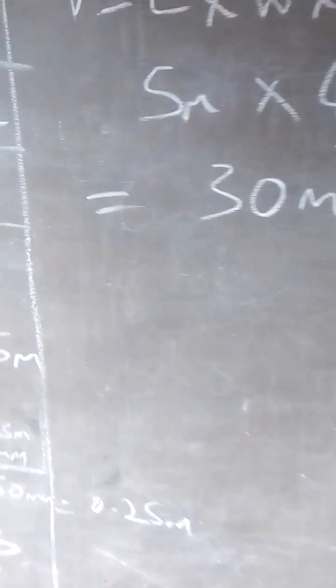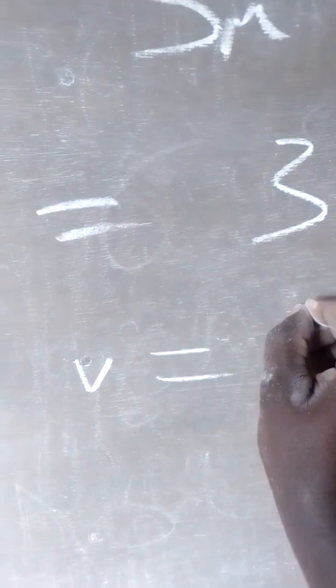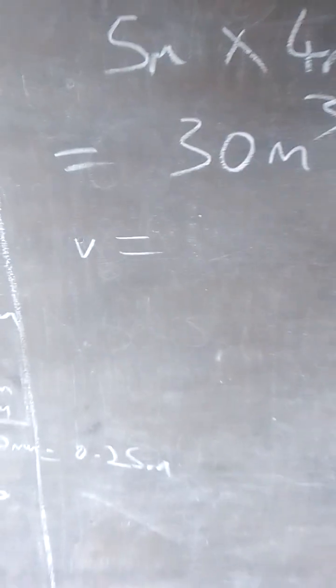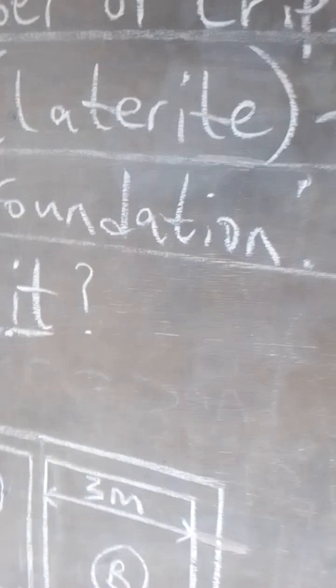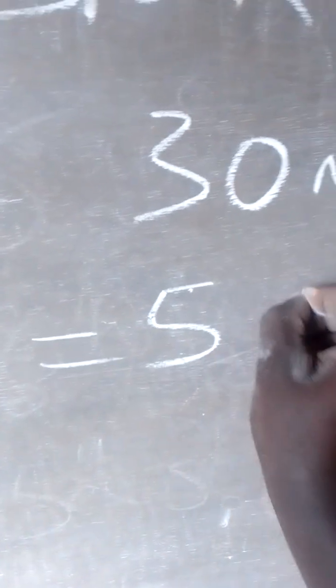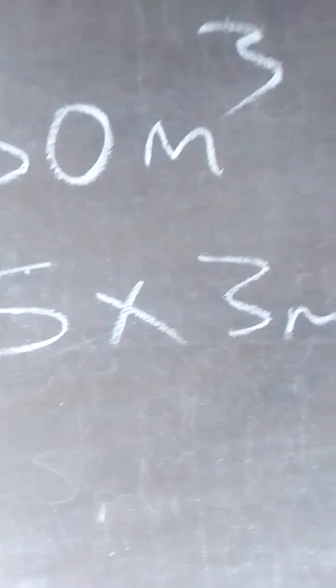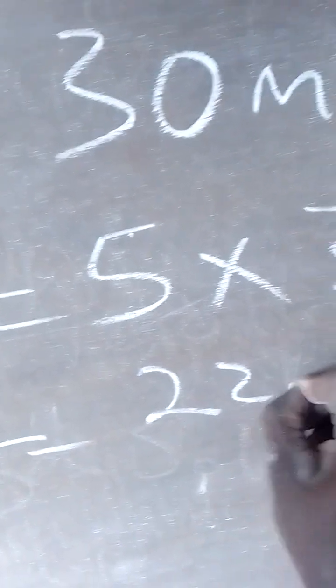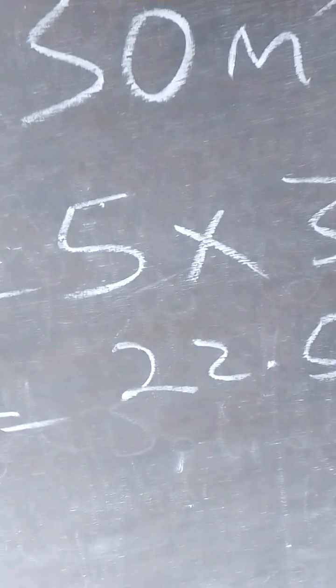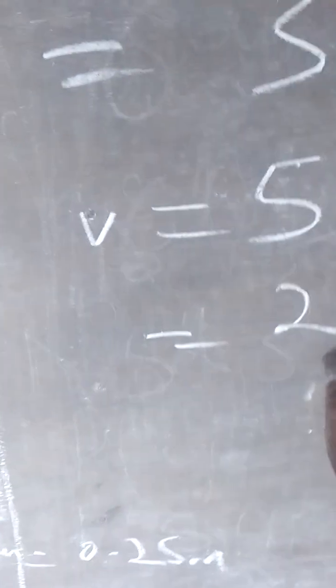Then for room B, the same thing applies. The volume is length times width times height. Let's say the length is 5 meter times width, which is 3 meter, times the same height, 1.5. What do we get? 22.5 meter cube.